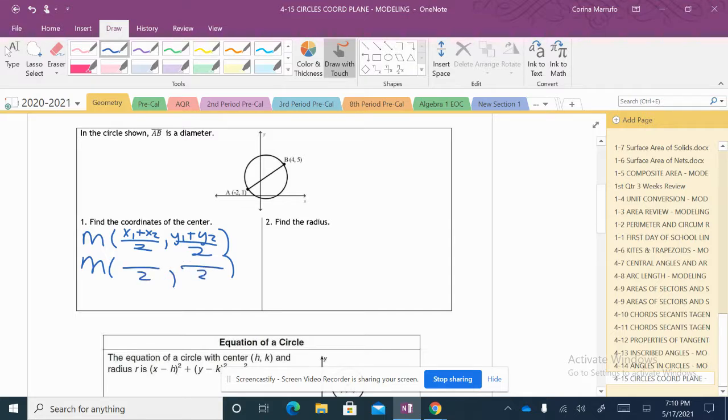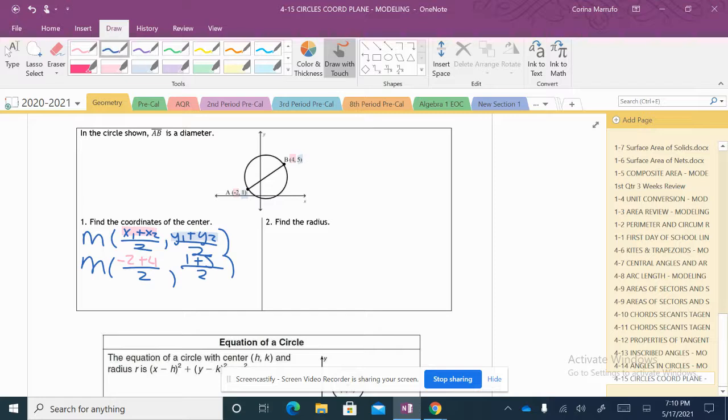exactly the way I see it, we're going to take the x values and add them together. So my x values are -2 and 4. We have -2 plus 4. And then we're going to add the y values together. So 1 and 5, that's what we're going to do here. It'll be 1 plus 5.